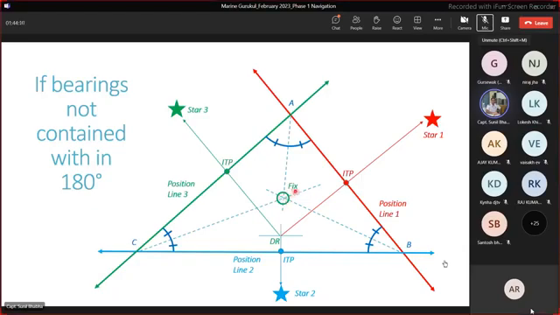So you can see the fix symbol coming up. We have a circle and also signified as fix. So this is how we resolve the cocked hat when the bearings are not contained within 180 degrees. So very simple method. Draw the three position lines, have the cocked hat or the triangle on your plot, draw the angle bisector of all the three angles of the triangle, and wherever these intersect, that point is the fix of the ship.